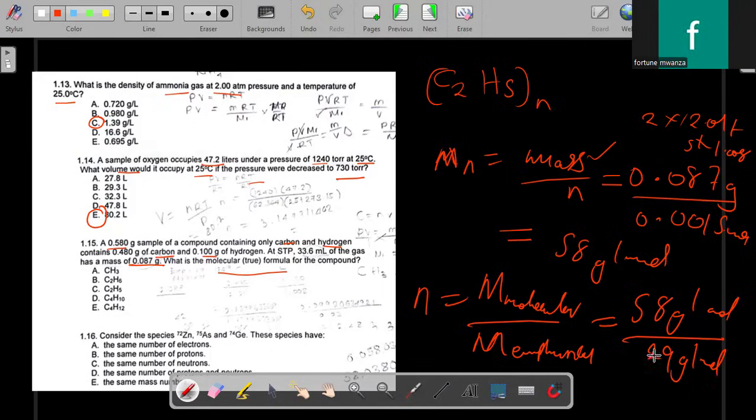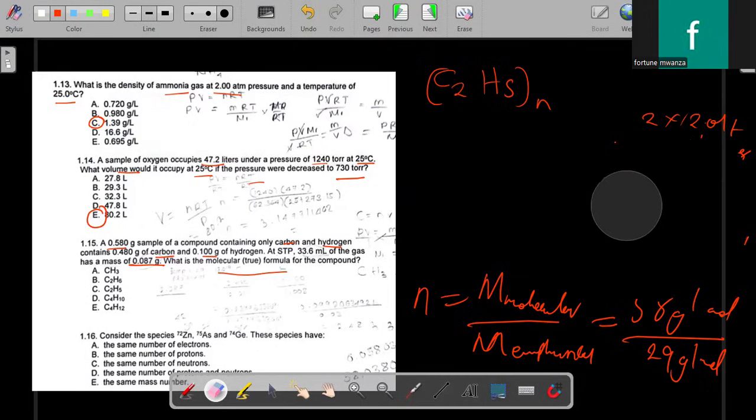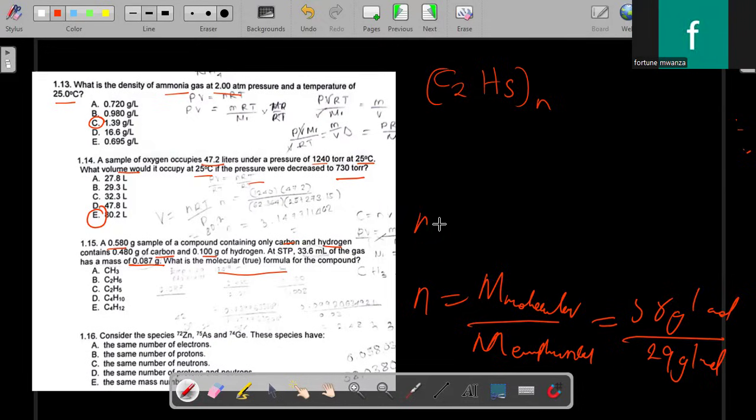So I divide these two to find the value of n. When I divide the two, n is going to be 2, so my value of n is equal to 2. So I can simply paste a 2 there, and my molecular formula is going to be C4H10, which is D there.